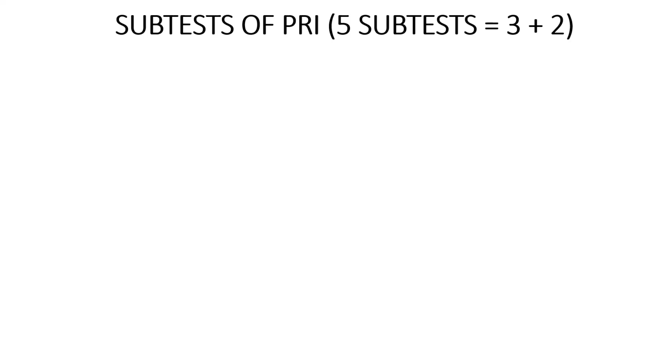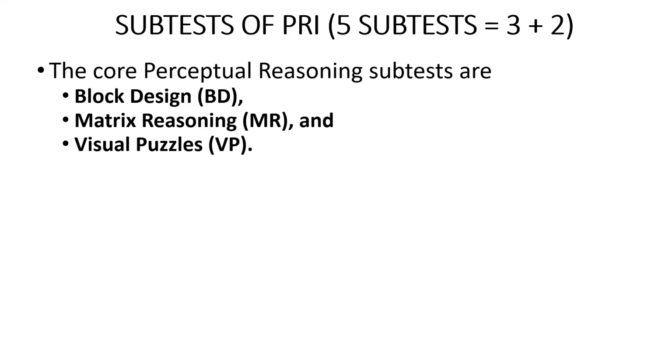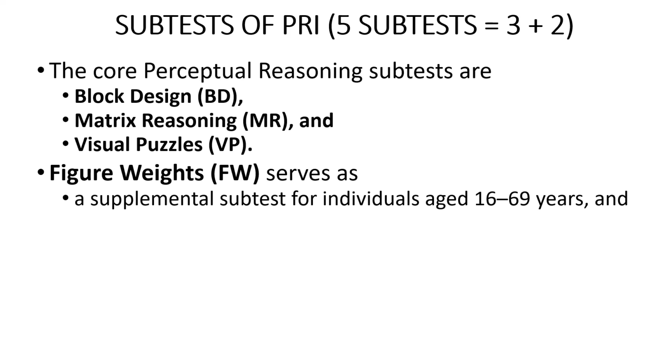Now let us start the remaining scales. The perceptual reasoning scale consists of five subtests. Three are the core subtests: the block design, matrix reasoning, and visual puzzles. These are three core subtests, and figure weights. This is a new subtest. Visual puzzle is also a new subtest.